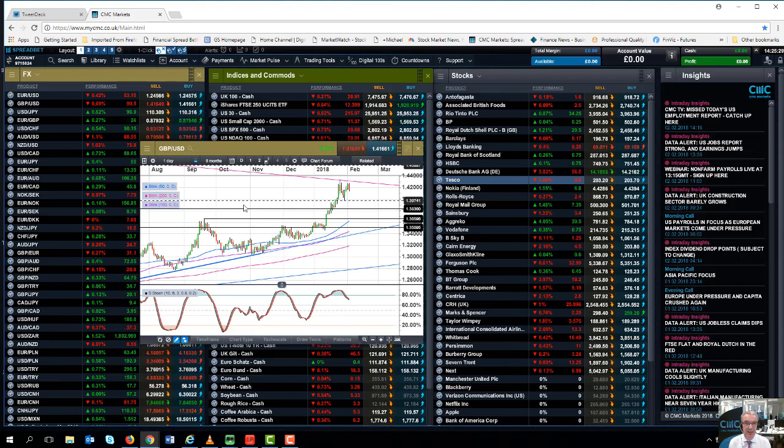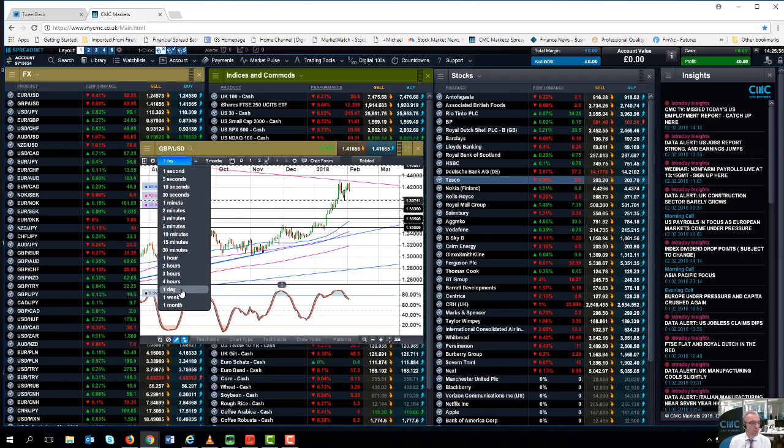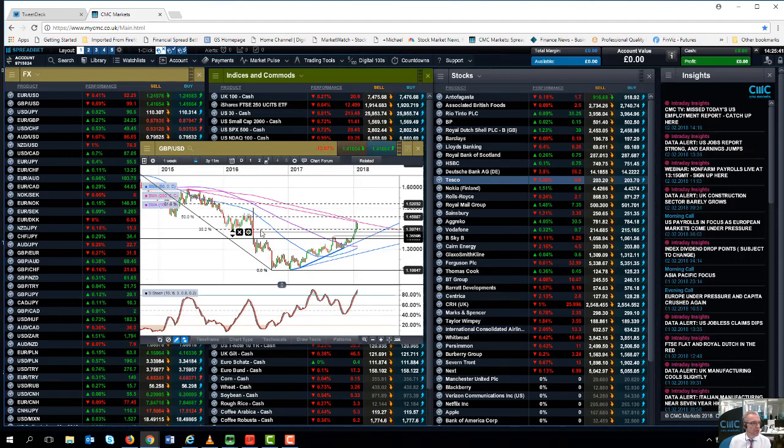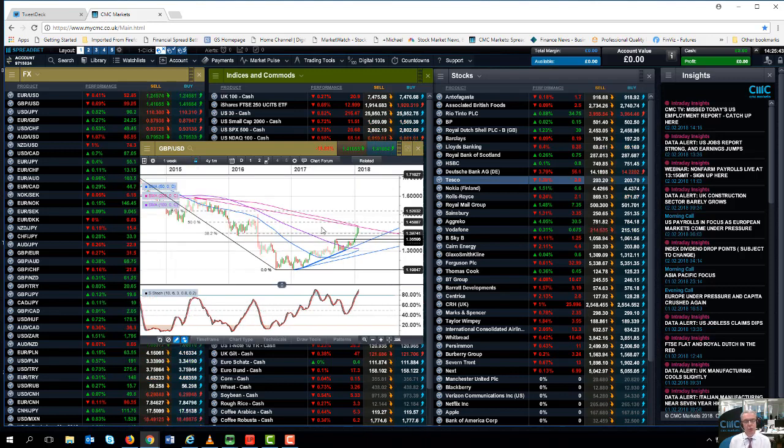It's up 18% pretty much from this time last year. It's still near the highest levels that it's been post-Brexit vote, but it is running into some significant resistance levels around 144. That's where the 200-week moving average is.